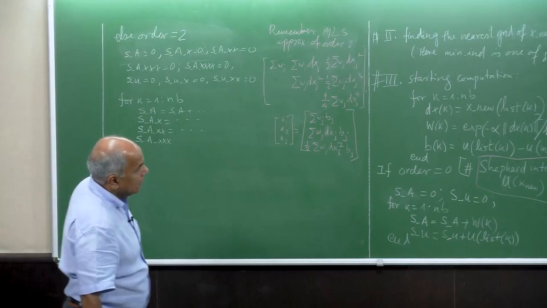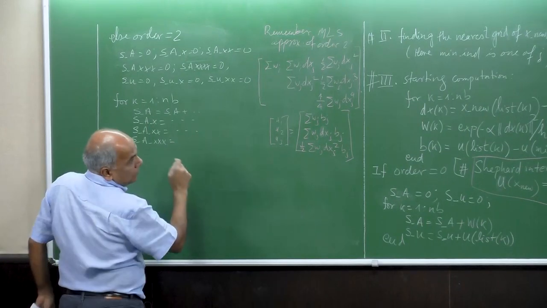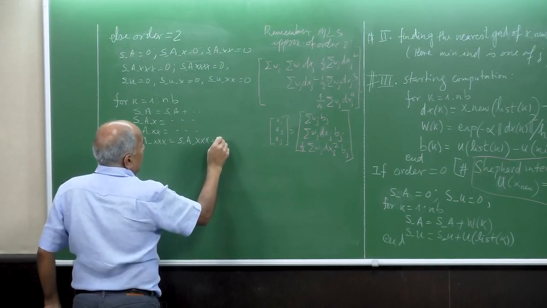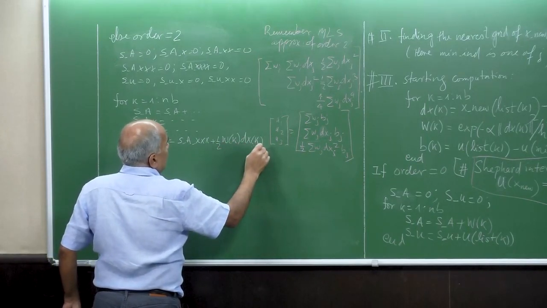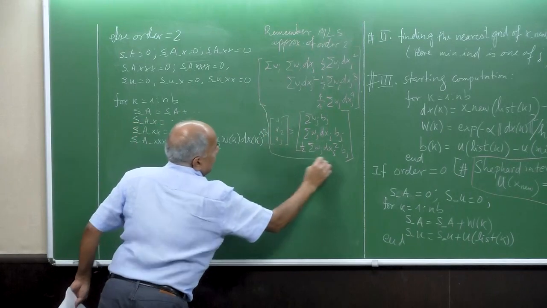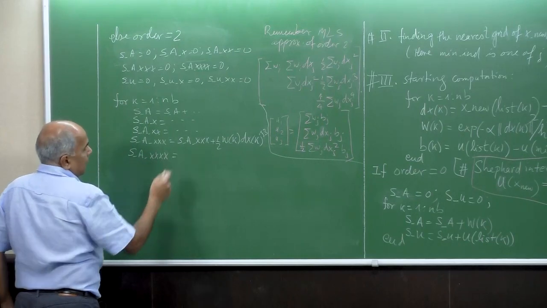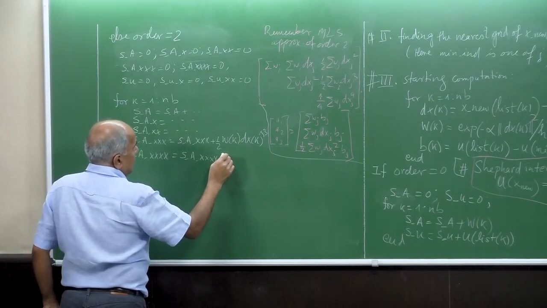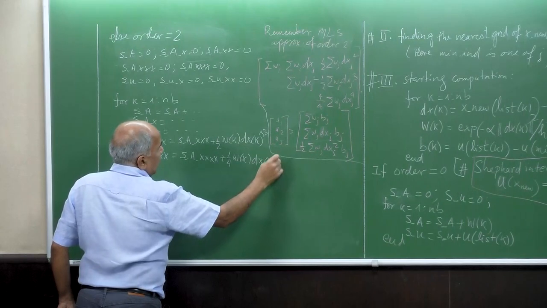S of A of X, now I will have here half. Let me write the same. So S of A of XXX plus half W of K DX of K power 3. And S of A of XXXX is equal to S of A of XXXX plus 1 by 4 W of K DX of K power 4.